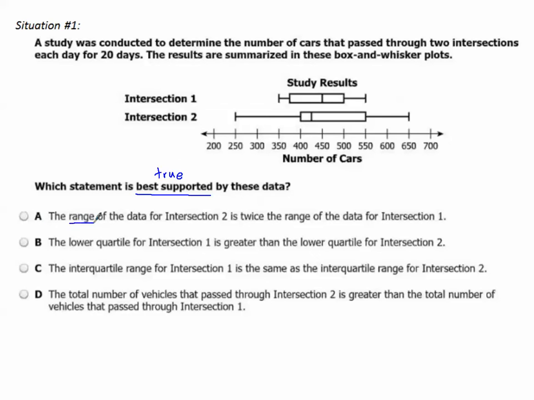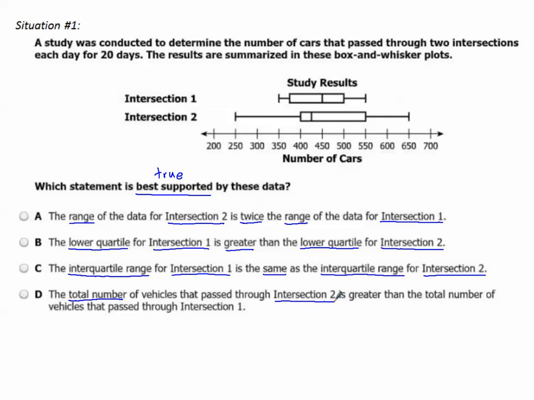Choice A, the range of the data for intersection 2 is twice the range of the data for intersection 1. Choice B, the lower quartile for intersection 1 is greater than the lower quartile for intersection 2. Choice C, the interquartile range for intersection 1 is the same as the interquartile range for intersection 2. Choice D, the total number of vehicles that passed through intersection 2 is greater than the total number of vehicles that passed through intersection 1.